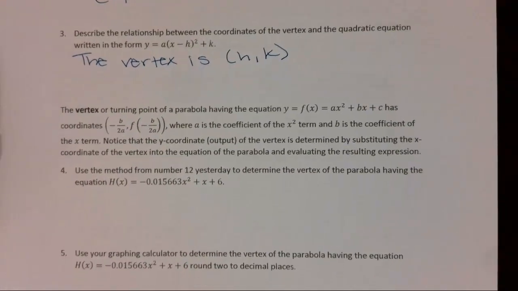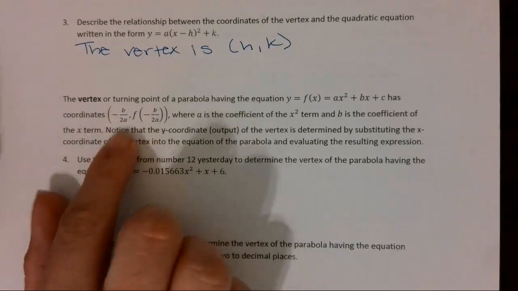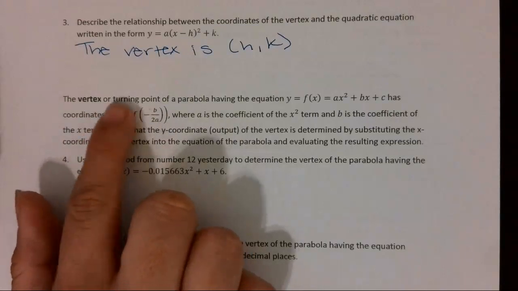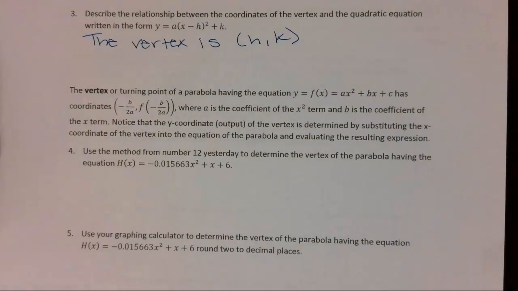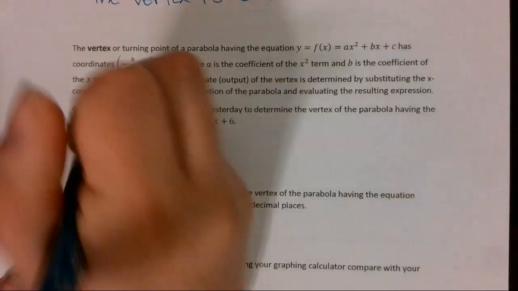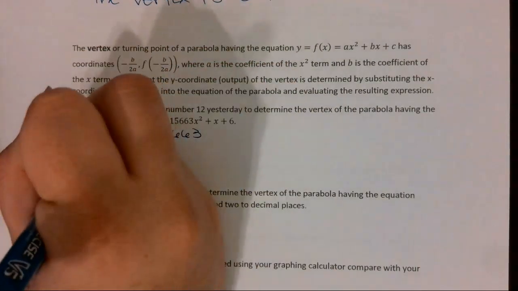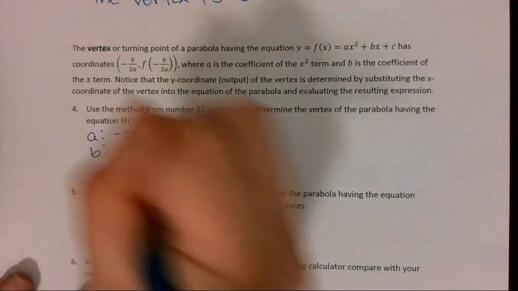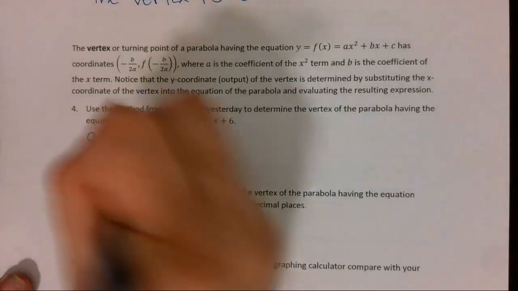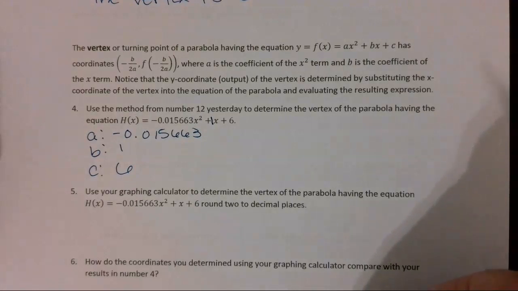So this is summarizing what we talked about yesterday, that the vertex is the turning point. So you plug into the formula, you get negative b over 2a, and then you take that and you plug back into your original equation. So we're going to do the same thing for number 4 that we did on number 12. We're going to find our a, b, and c values. So a is negative 0.015663. B is 1. C is 6. The reason B is 1 is because there's a secret variable out front.